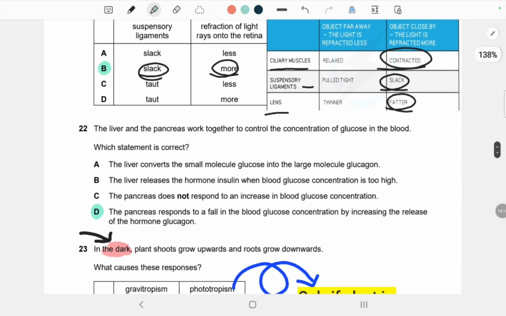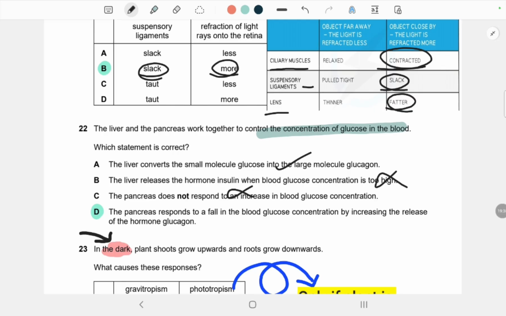Now, question 22. The liver and the pancreas work together to control the concentration of glucose in the blood. Which statement is correct? Now, of course, this one is right. The liver converts small molecule glucose into large molecule glycogen. Yes, that's true. The liver releases hormone insulin. No. The pancreas does not respond. No, it responds. Now you will tell me why the answer is not A.